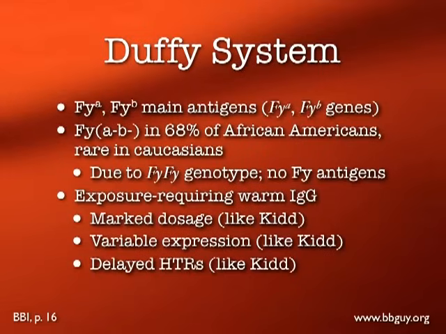The antibodies, really, when you think of Duffy, with the exception of the enzyme activity, you should think of KID, because those two groups have very, very similar antibodies. They have marked dosage, just like KID. They have variable expression. In other words, they can disappear over time, just like KID, and for that same reason, they can cause delayed hemolytic transfusion reactions, also just like KID, though the severity tends to be somewhat less than with KID.